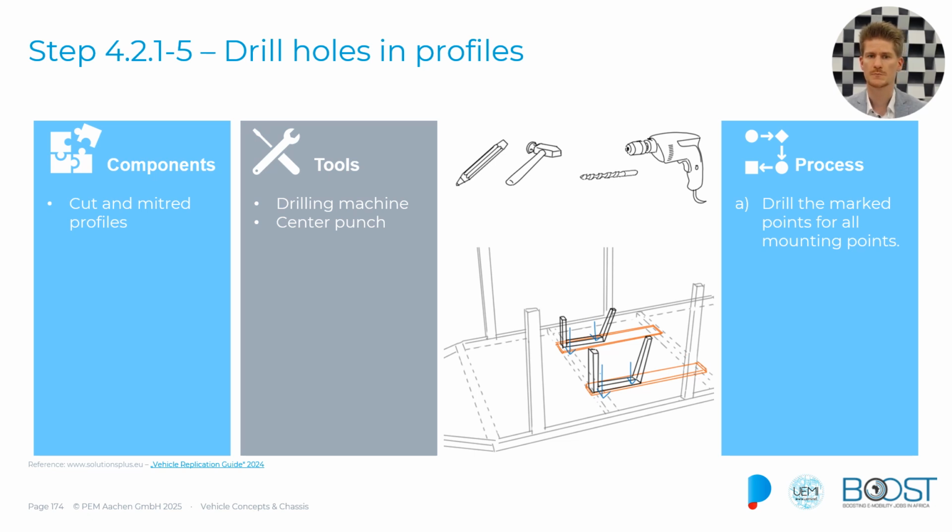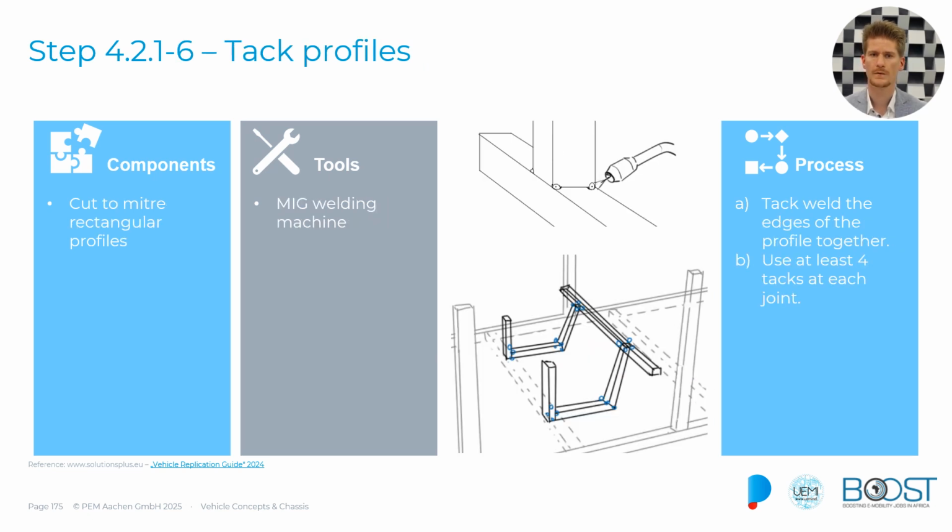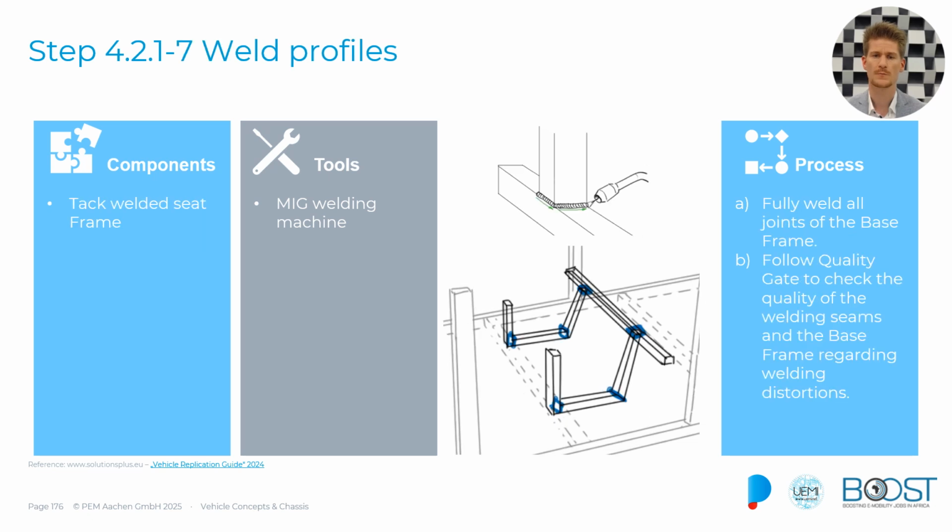Once this has been done, the profiles that have been cut to length and meter will then be tack welded. Use again at least 4 tacks to secure that, and then please check again the geometry. Once you have established that the geometry is right, you go for the full welding process, and please check after that again the geometry and the welding seams, if they're all right.